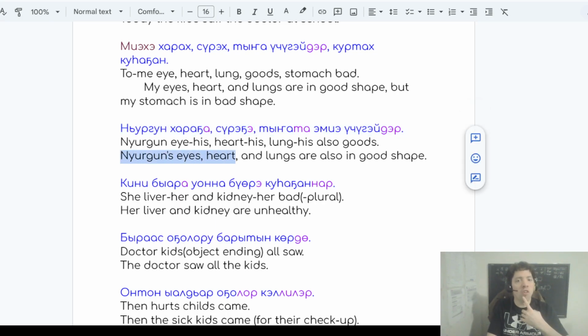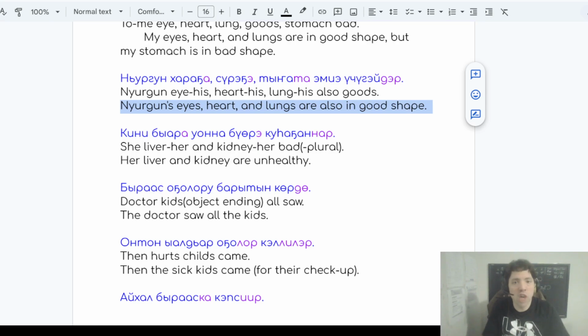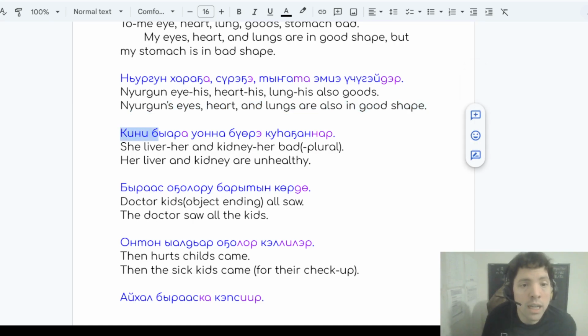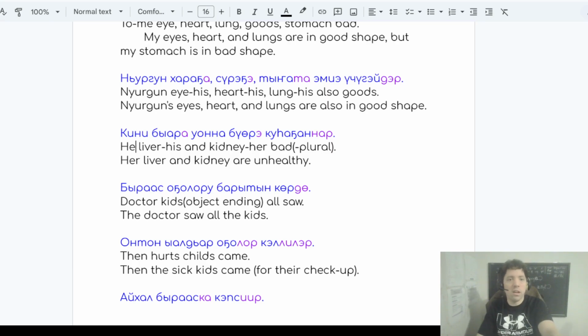Nyorgun's eyes, heart, and lungs are also good, also in good shape, also healthy. Nyorgun haraga surege tangata emir uchigeider. Kiri bara wanna bure kohakannar. This should be he. Okay, so you know that we don't have a distinction in third person gender, but Nyorgun should be a man's name. So he, liver, his, and kidney, his, as in his liver and kidney.